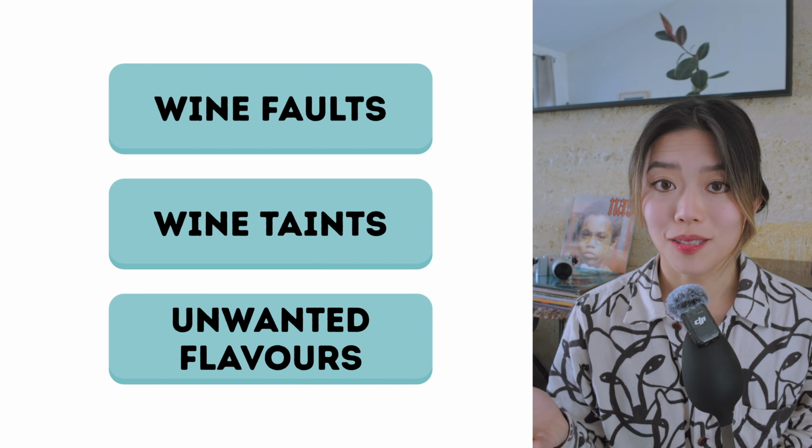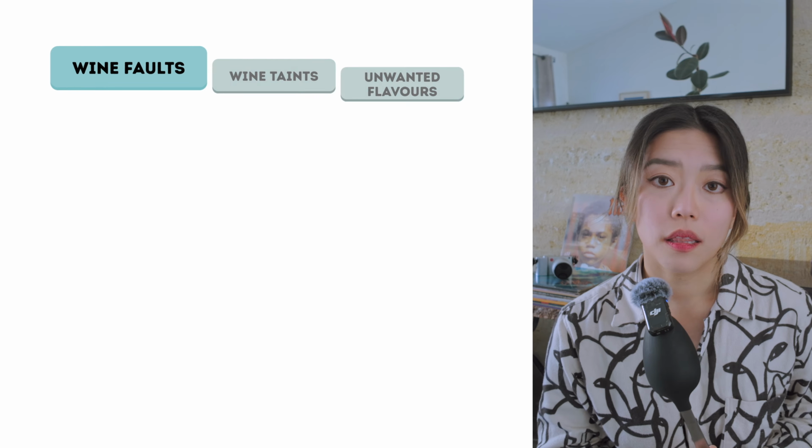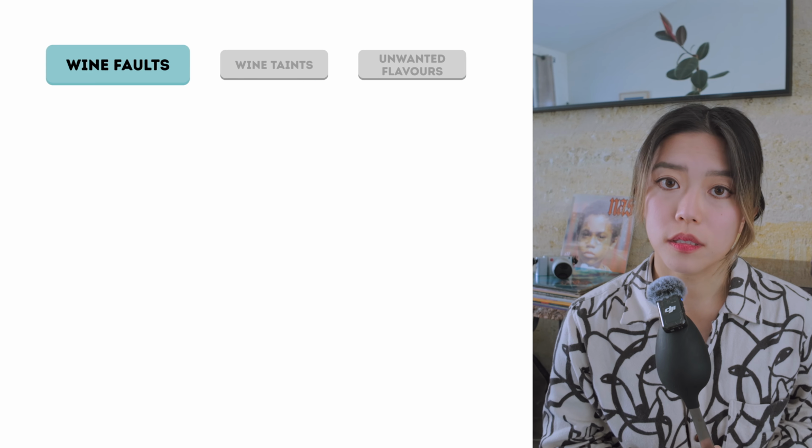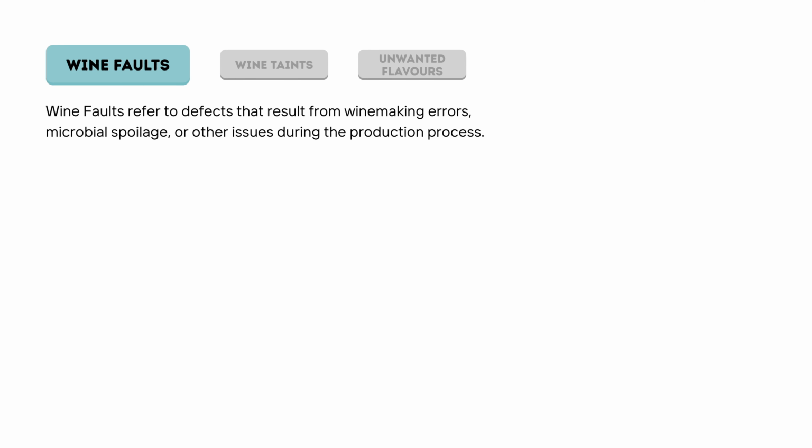For consumers like you and me, there are three categories of wine defects to remember: wine faults, wine taints, and unwanted flavors. These three categories occur due to different reasons. Wine fault results from winemaking errors or issues during the production process.